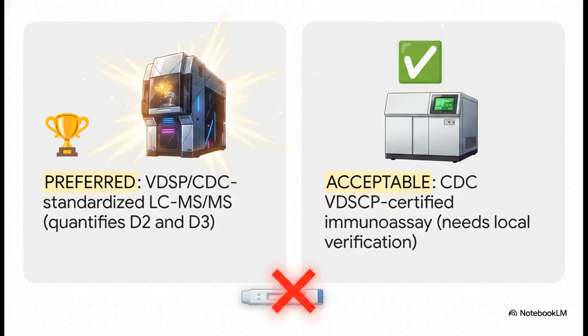Now, if that's just not feasible for your lab, the acceptable alternative is a CDC VDSP certified immunoassay, but you absolutely have to verify it locally. What you must avoid at all costs for primary defensive observational studies are non-standardized ELISAs without proper calibration or external quality documentation. Just don't do it.